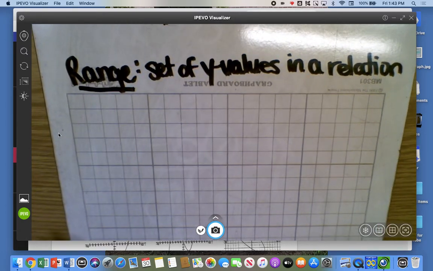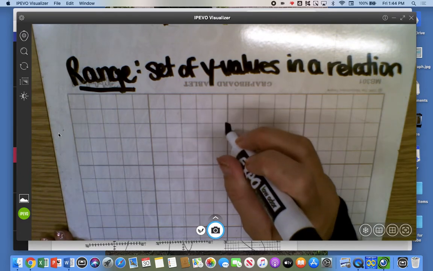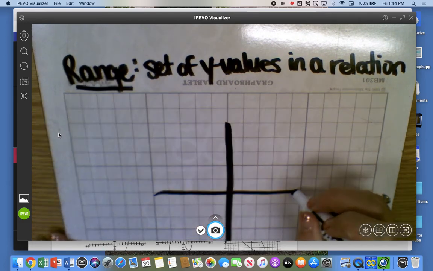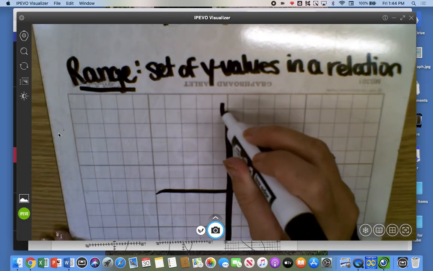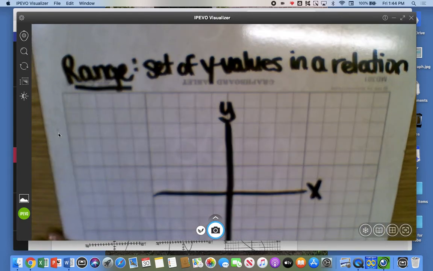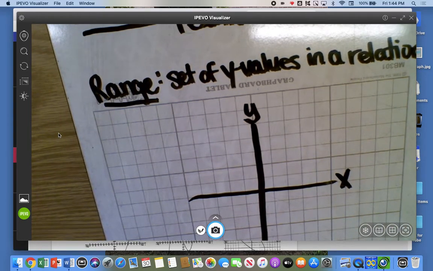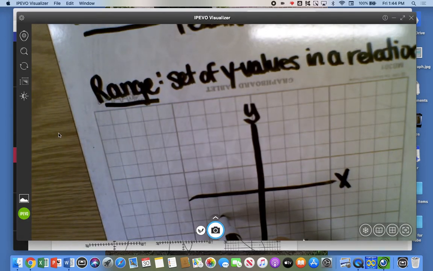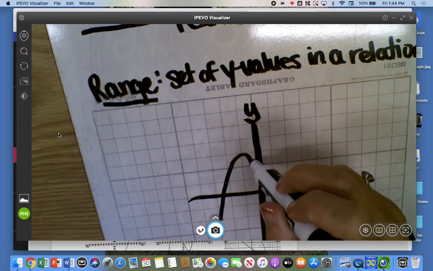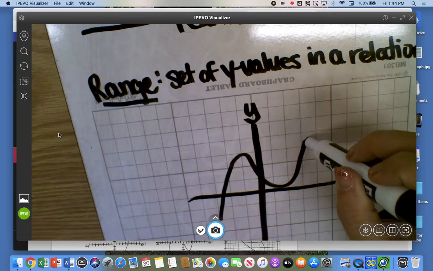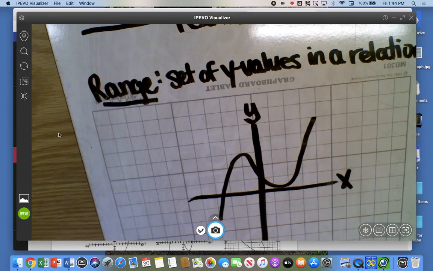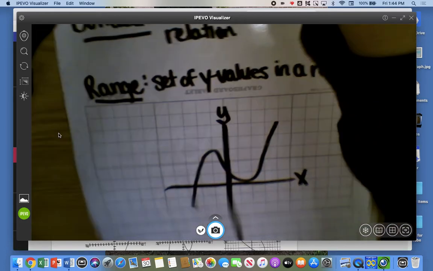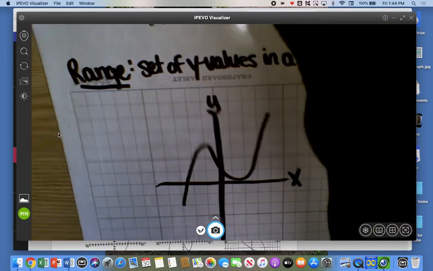And the first one we are going to look at here is, all right, let me get an x and a y axis going. All right, so this is our x and this is our y. And we are looking at this graph that looks like this. All right, so we have a graph, and you are going to be asked a few questions about your graphs, and I'm going to try to raise this up so that way you can see it a little better.